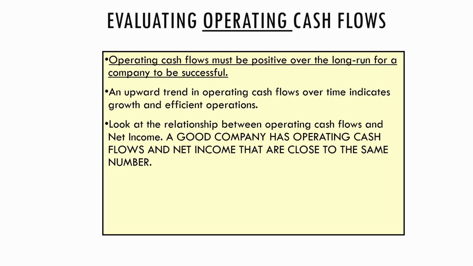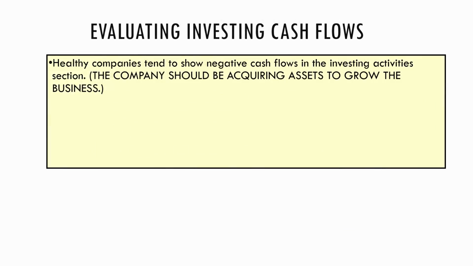A good company has operating cash flows and net income that are very close to the same thing, because we want cash and we want it now. If you don't have cash now, you're going to end up going to the bank and borrowing money.